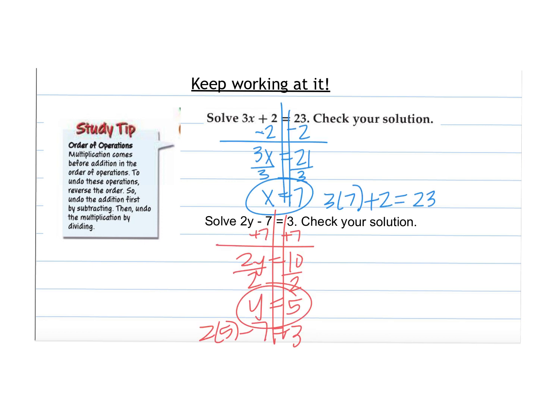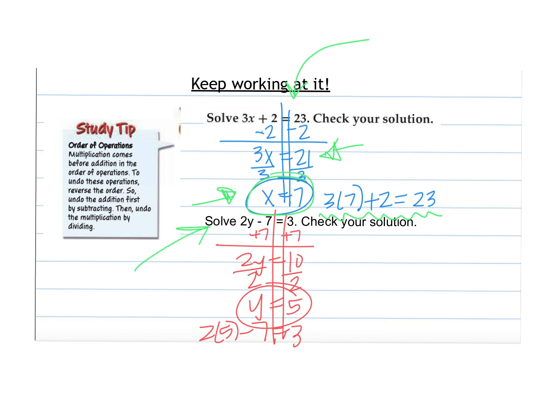Okay, so I have 3x plus 2 equals 23. I subtracted 2 from both sides, so I got 3x equals 21. Then we're going to divide both sides by 3, which gets me x equals 7. I checked it, and it worked. So then x does, in fact, equal 7.